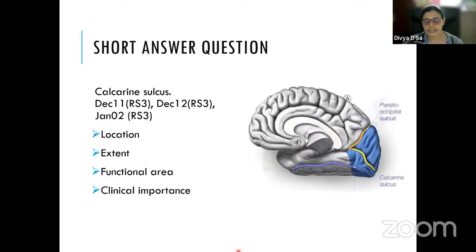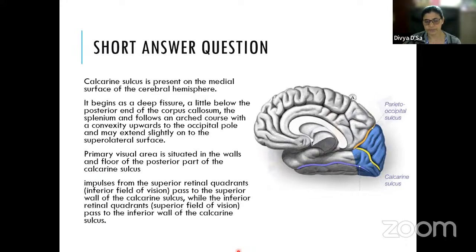Then coming to the next question, the calcarine sulcus, a very commonly asked question. How will you answer? Location, extent, functional area, and importance. The calcarine sulcus is present on the medial surface of the cerebral hemisphere. It begins as a deep fissure a little closer to the posterior end of the corpus callosum, the splenium, and follows an arched course with the convexity towards the upper part, towards the occipital pole.